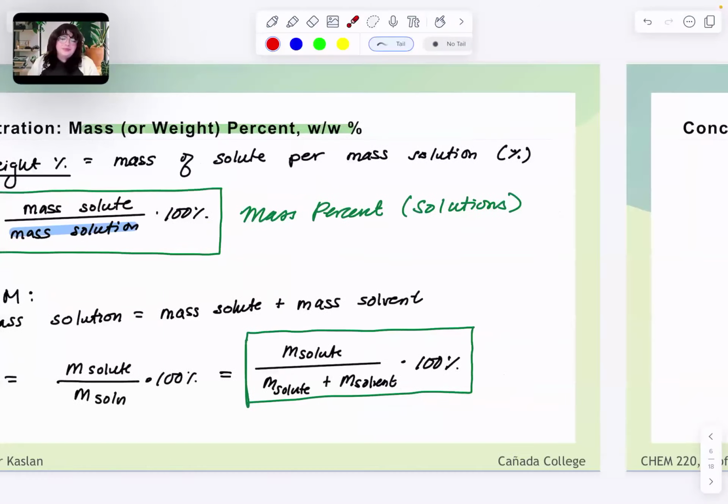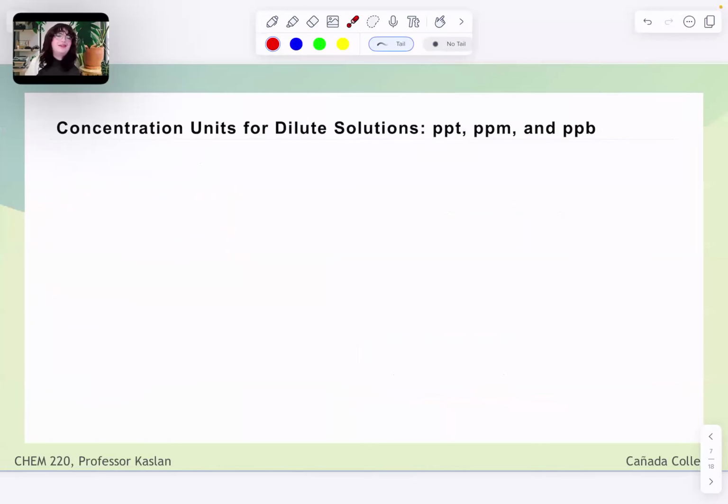So now let's get into these fun ones. And I say fun because the parts per units are really interesting. They are units that are exclusively used when we are talking about quantities of solute that are very, very, very small.